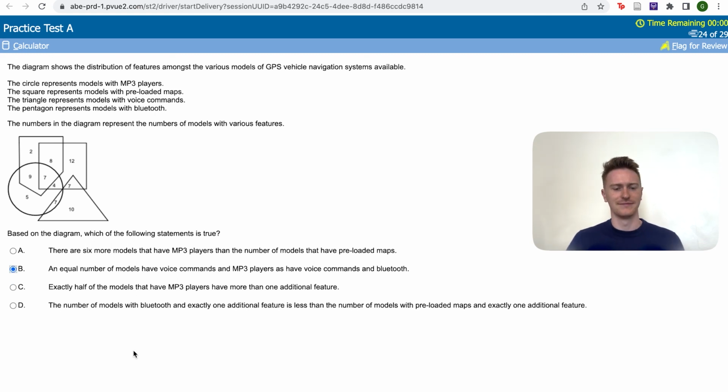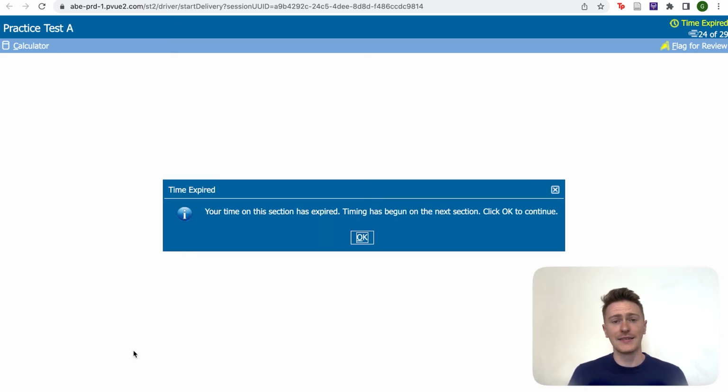There we go. Okay, B was still a guess, but at least we eliminated C, so we have a 1 in 3 chance of getting it right, rather than a definite chance of getting it wrong if we'd left C. Fantastic. Okay, so hopefully that was helpful for you.